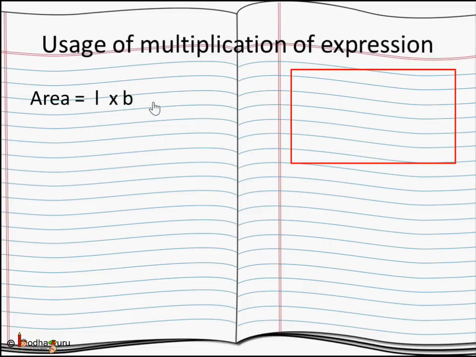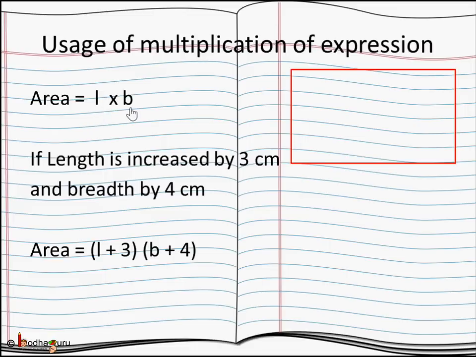This is a small algebraic expression you can think about with two variables L and B. Suppose the length is increased by 3 centimeter and breadth by 4 centimeter, another rectangle. So how can we represent it? We can say L has become now L plus 3, put bracket, and B has become B plus 4 because breadth is increased by 4 centimeter and length by 3 centimeter. So the new area would be L plus 3 into B plus 4.